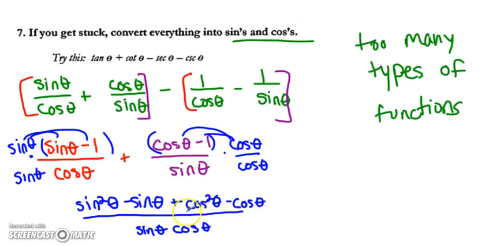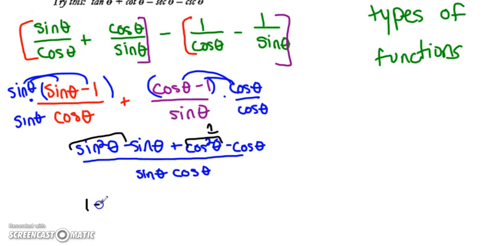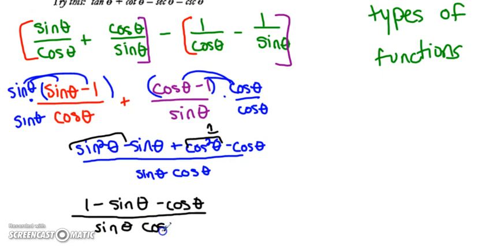Well, these two, sine and cosine, that's really 1. All right, so really I have 1 minus sine of theta minus cosine of theta over sine of theta cosine of theta. All right, and that may or may not simplify a little bit further, but at the very least, we got it to all be 1 term instead of 4.